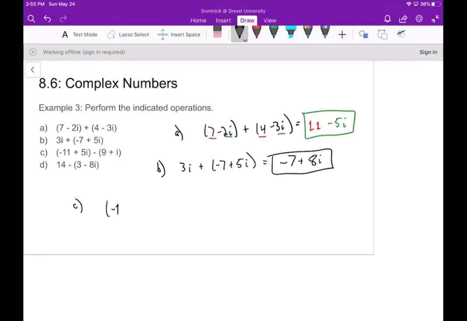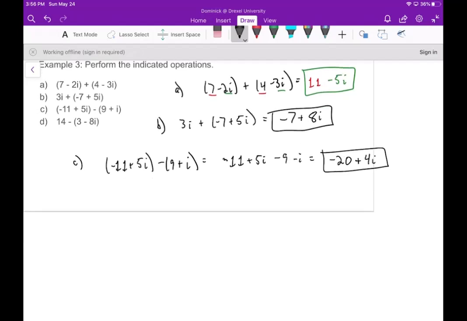For part C, we have negative 11 plus 5i minus 9 plus i. So once we distribute our negative, this is going to become minus 9 minus i. So you get minus 20 plus 4i.